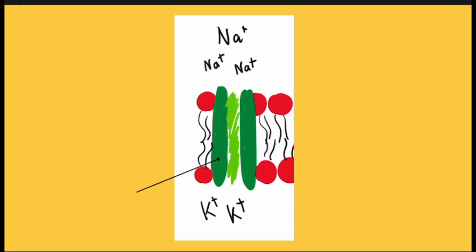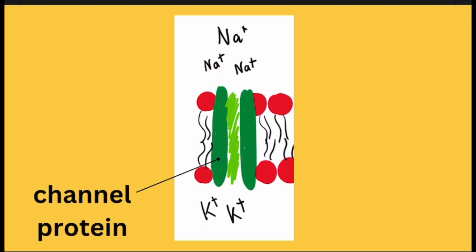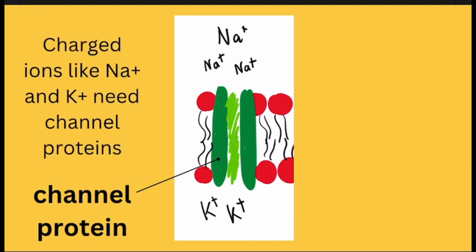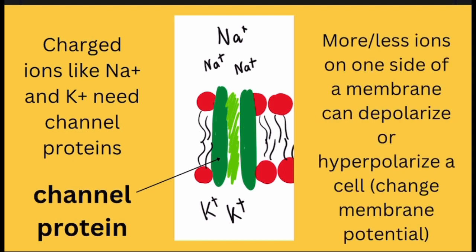Proteins that help ions diffuse through the membrane are called channel proteins, and here we have an example of sodium and potassium ions. Recall that ions are atoms with more or fewer electrons. Having more or less of these ions can either depolarize or hyperpolarize a cell, which means to change the membrane potential.